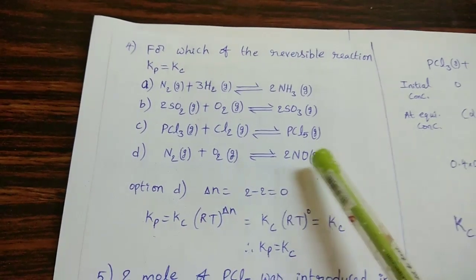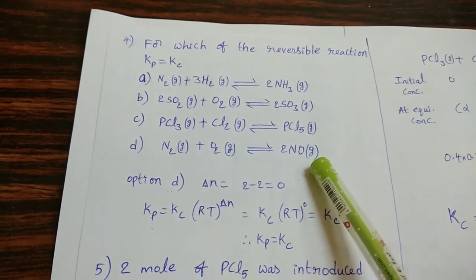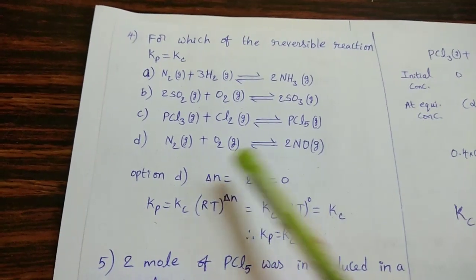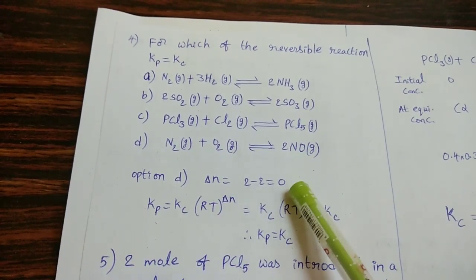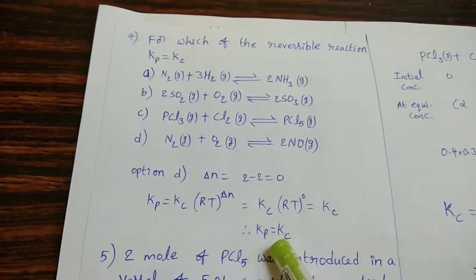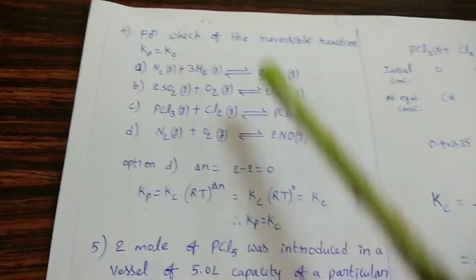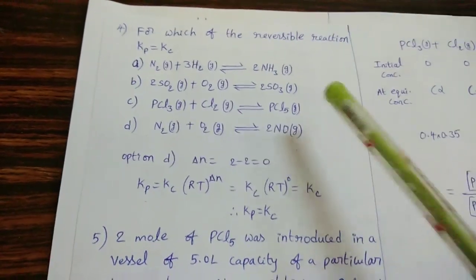Delta n means the number of moles of gaseous products minus the number of moles of gaseous reactants. So only for option D is delta n equal to 0. Substitute in this formula, then we can get Kp equal to Kc. So option D is the answer for this.